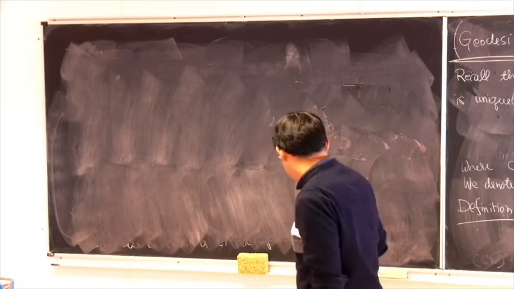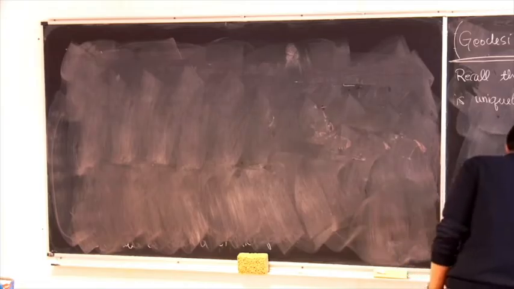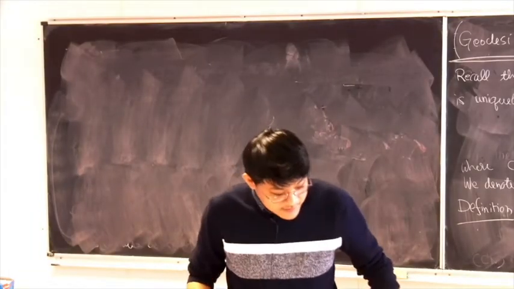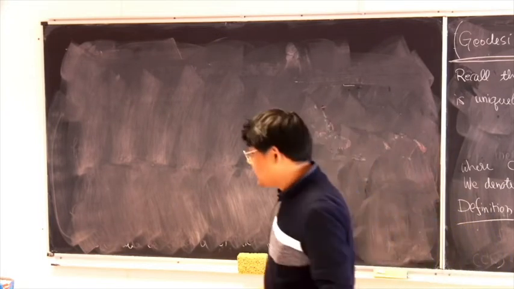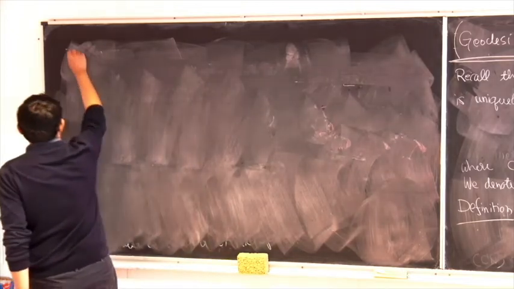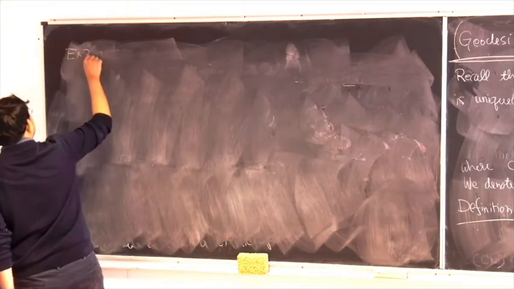Okay, so let's continue with some examples of convex sets. Let me see, what do we have here? Okay, so let me call this example 2 of today.